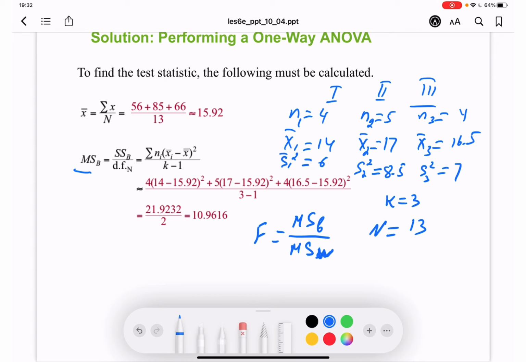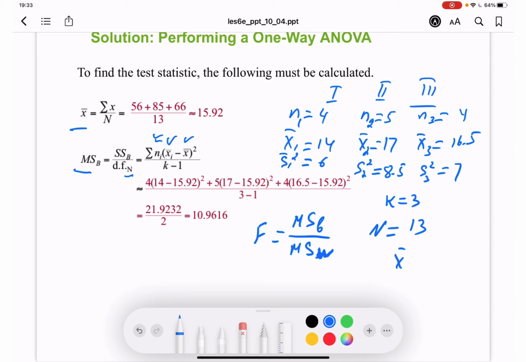Which is equal to the sum of squares between divided by the degree of freedom of the numerator, which is going to be k minus 1. K was 3. But we have N, the sample size, and X1 bar, but we need X bar, meaning the average of all 3 samples. And here it is, we calculate. Practically we add all the sample values from all 3 of them from the data, and divide by the total sample size, which is 13, and we get 15.19.